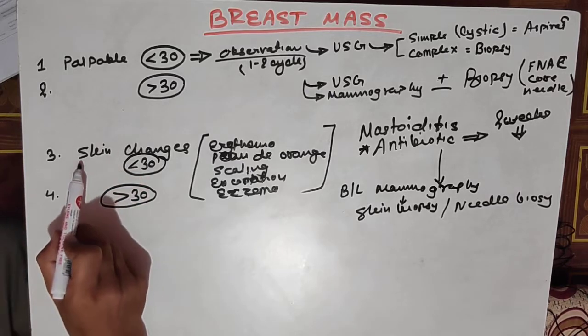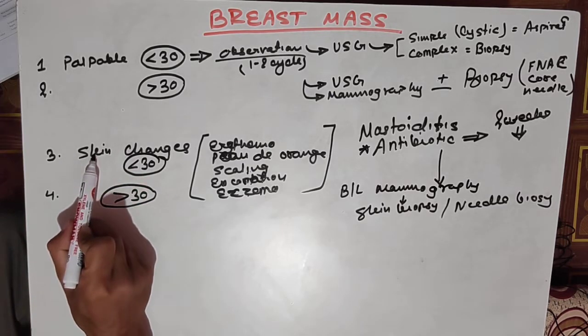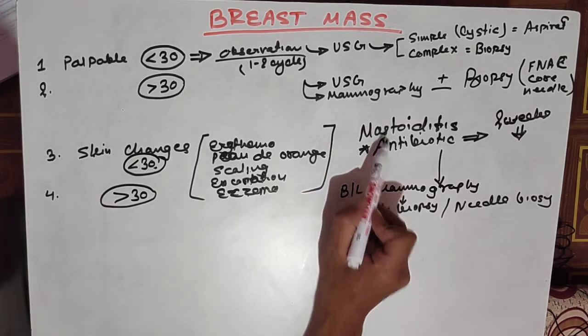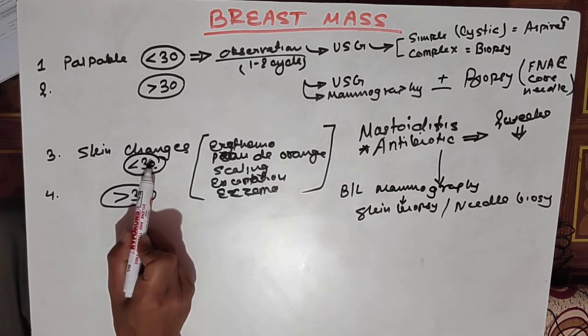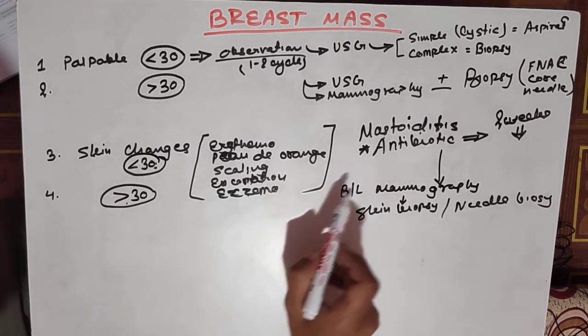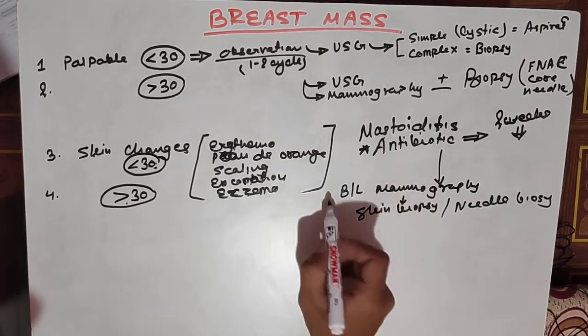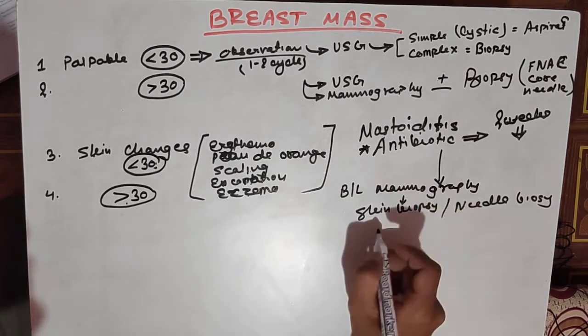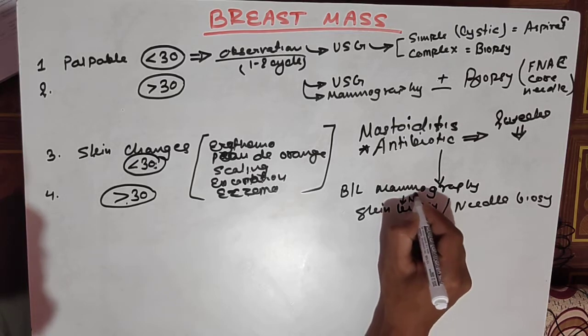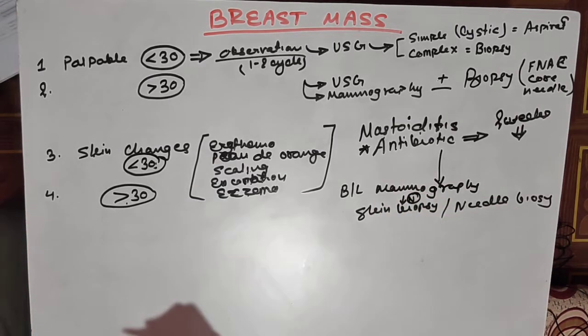What is the difference? A patient complains of skin changes, she is less than 30. Most common diagnosis will be mastitis. A patient complains of skin changes in the breast and the age is more than 30 years. It can be mastitis, but we should always perform bilateral mammography, and if the mammography is normal, then go for skin biopsy or needle biopsy.